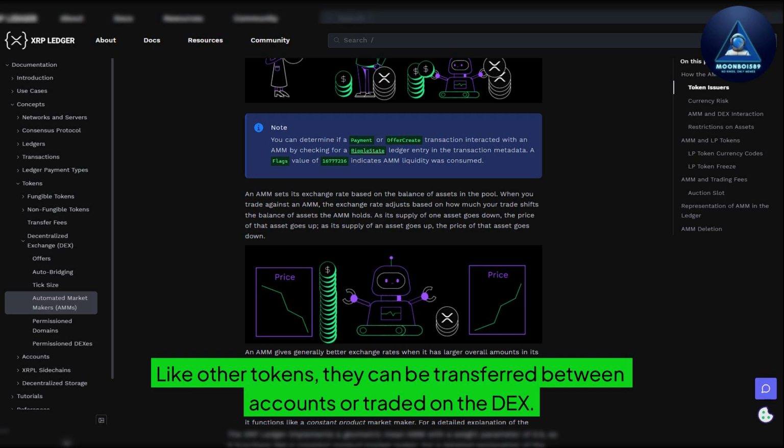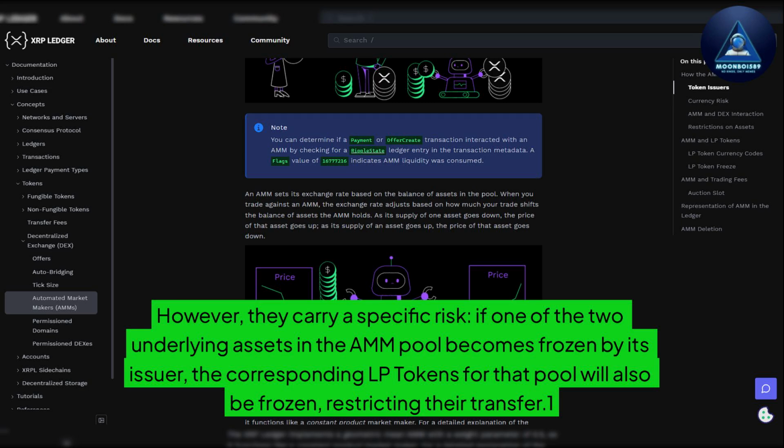Like other tokens, they can be transferred between accounts or traded on the DEX. However, they carry a specific risk. If one of the two underlying assets in the AMM pool becomes frozen by its issuer, the corresponding LP tokens for that pool will also be frozen, restricting their transfer.